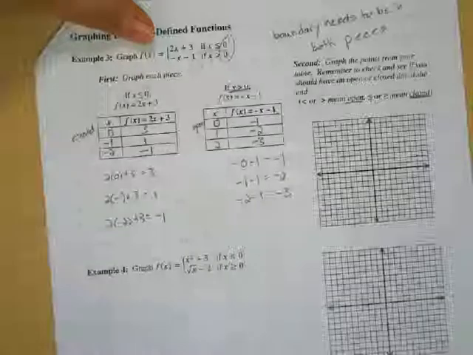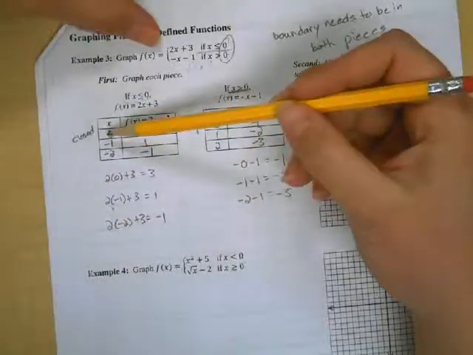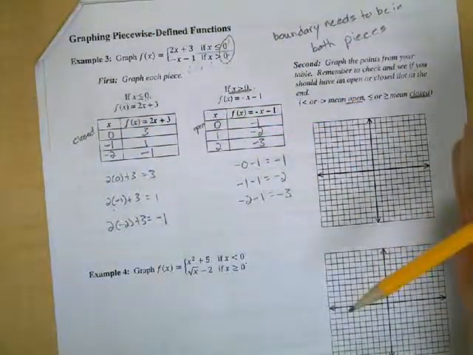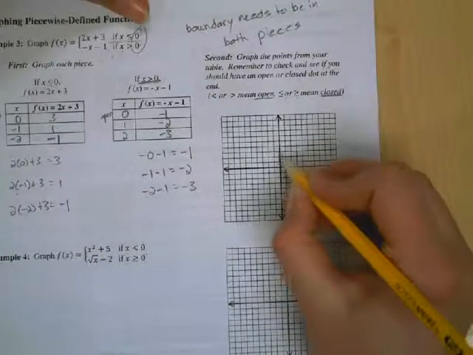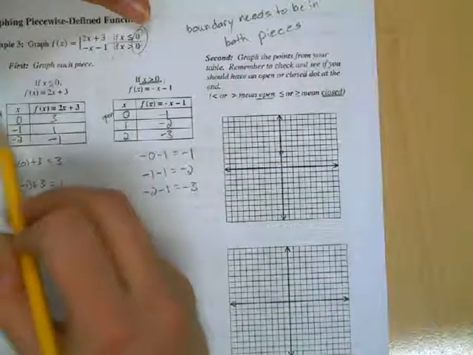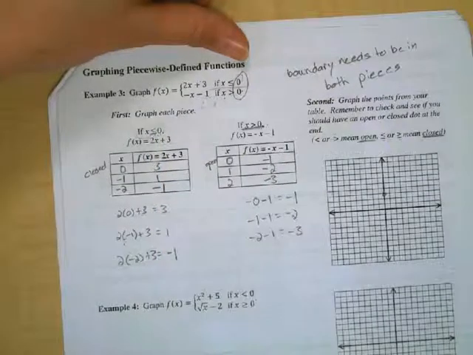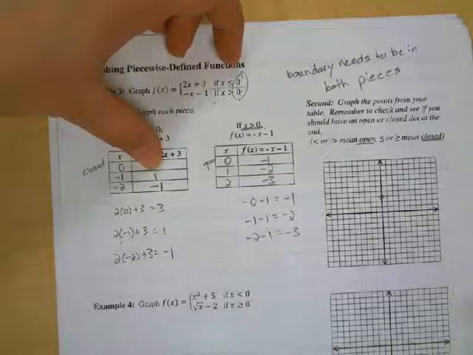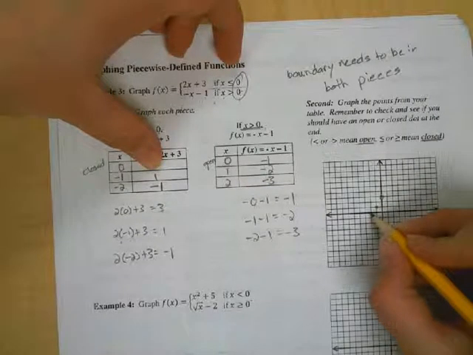Okay, so I've got my chart of x, y values, whichever way you want to think about it. We're going to plot them. So here we go. When x is 0, y is 3, and that is a closed dot. Closed again because it's got the equal, it's got the line underneath. Line means closed. Then when x is negative 1, y is positive 1. And when x is negative 2, y is negative 1.